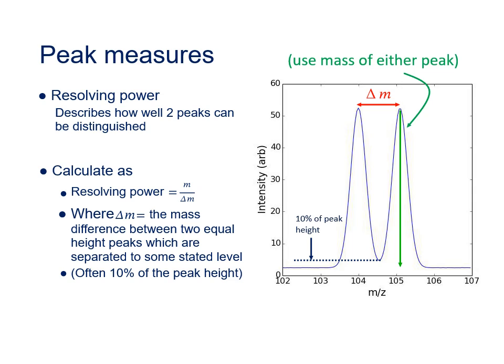Commonly, this valley height is 10%. The value for M can be taken from either of the two peaks. So for this example, if we use M from the larger ion, that means M is 105, and the mass spacing between the peaks is 1 Dalton. Hence the resolving power is 105. And as for resolution, resolving power is unitless.